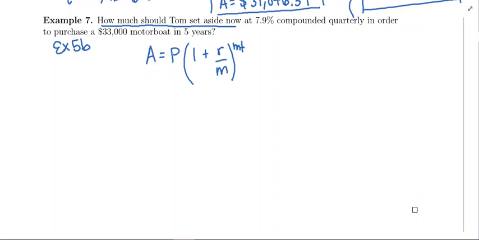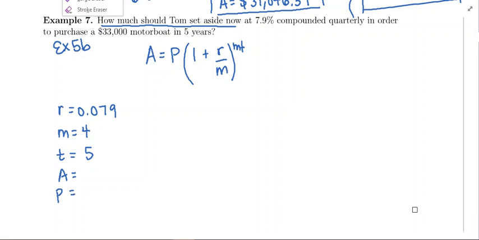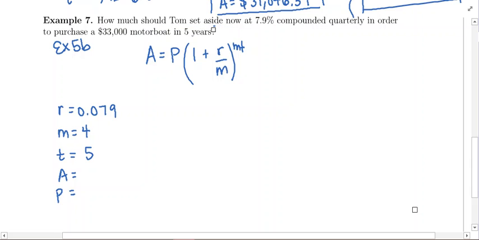Let's talk about the variable we're looking for and the ones that we know. Let's get the easy ones out of the way. We know the interest rate is 0.079. The interest is compounded quarterly, so M will be 4. He's going to save the money for 5 years, so time is 5. Now we've got this other number, 33,000. Is this the A or is it the P? Concentrate on what you're being asked.